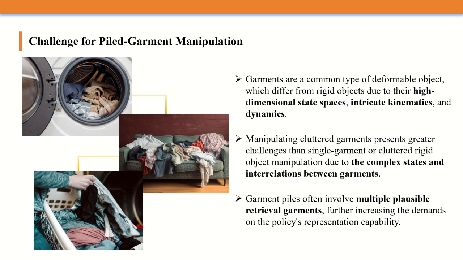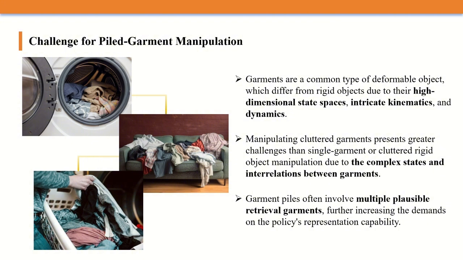Garments, as a type of deformable object, differ greatly from rigid objects due to their high-dimensional state spaces and complex kinematics and dynamics. While most studies focus on single garment manipulation, real-life scenarios often involve multiple cluttered garments, such as arranging clothes on a bed or retrieving items from a washing machine. These scenarios are far more challenging because of the intricate states and interrelations between garments.